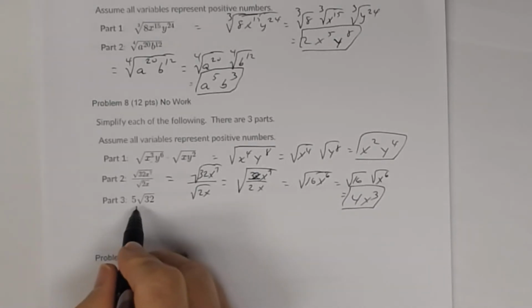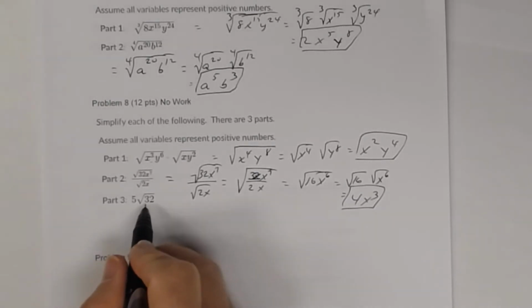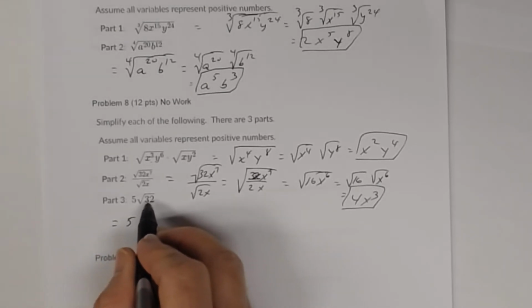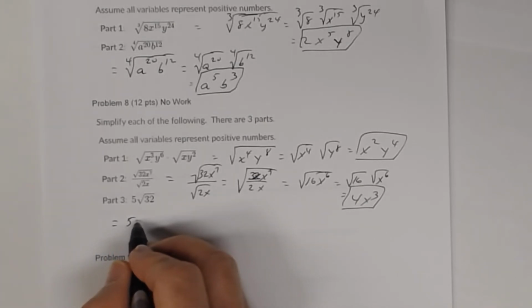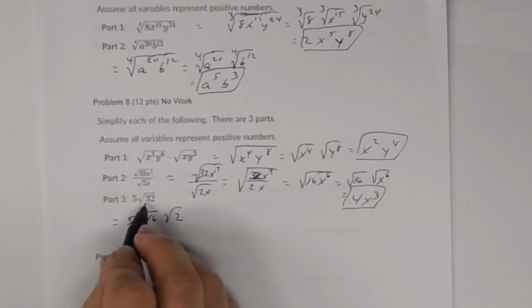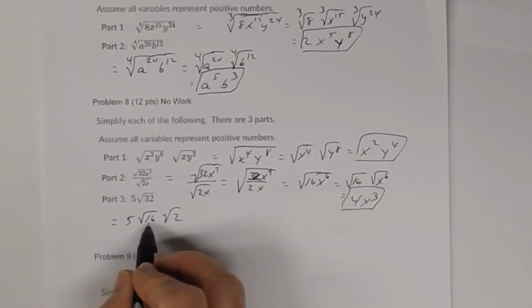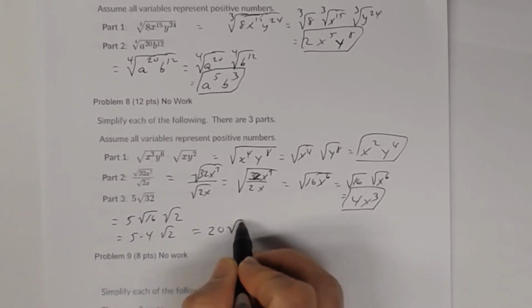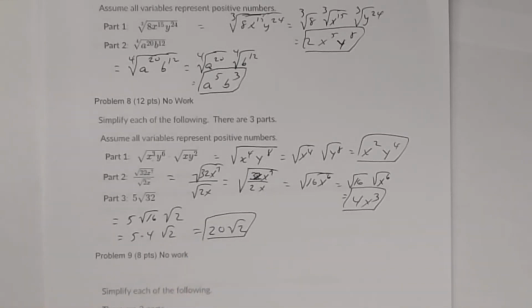Over here, in part 3, you have 5 times the square root of 32. So let's talk about 32 first. You notice that the largest perfect square that goes into 32 is 16. So I can rewrite this as the square root of 16 times the square root of 2. So that is the square root of 32. And the square root of 16 is 4, so you get 5 times 4, square root of 2. And then 5 times 4 is 20, so you get 20 square root of 2.